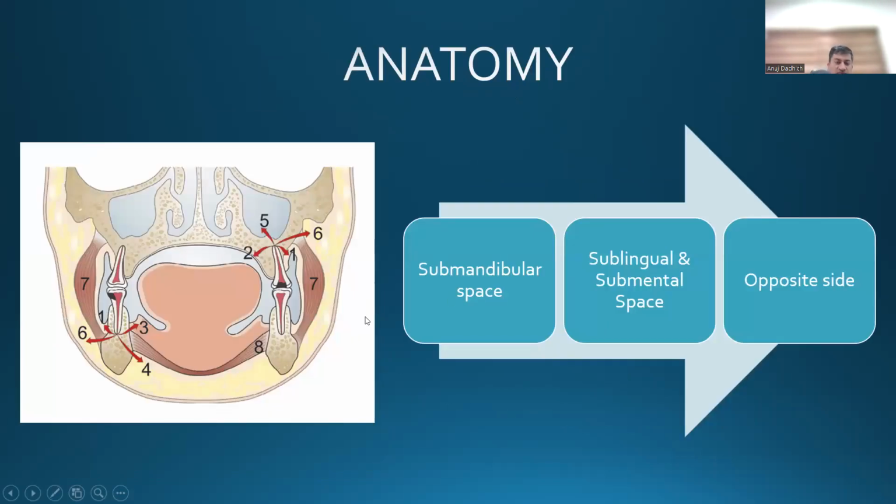Now, the same thing that we have discussed in the previous slide. So, disease either starts off as a submandibular space infection, then it spreads into the sublingual space, in the midline, in the submental space, then it crosses to the opposite side and becomes classical Ludwig's angina.